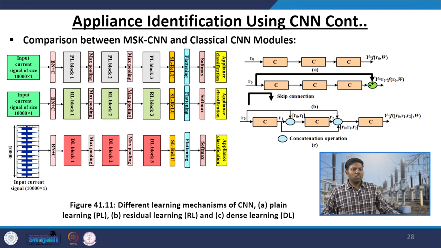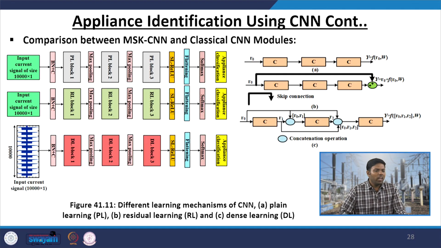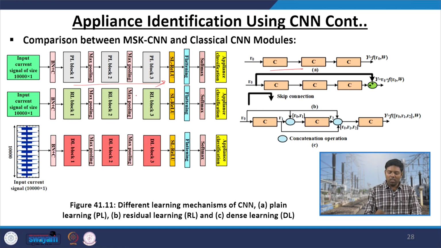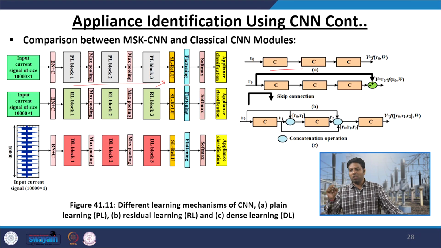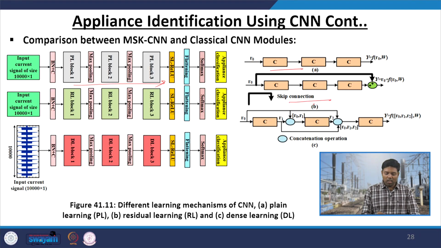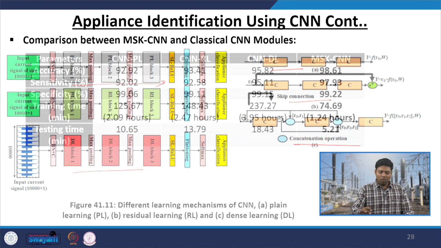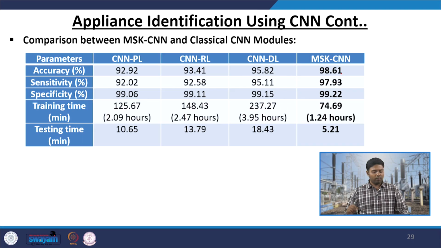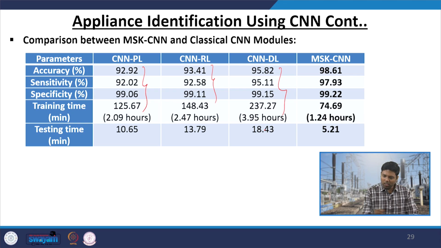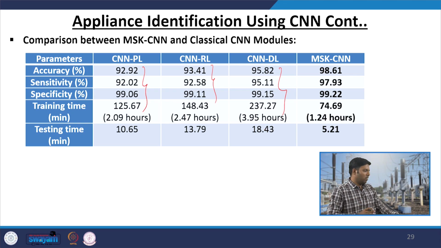Now, compare that with the traditional blindfolded convolutional neural network, where we do not have any kind of kernel initialization, that means it is not physics informed. Then what will happen? We have used plain learning, that means just convolution, pooling, convolution, pooling and so on. You have residual learning, which has a skip connection, then you have dense learning, which uses a concatenation layer. If you compare these, you can see the accuracy for plain learning, residual learning and deep learning obviously increases.